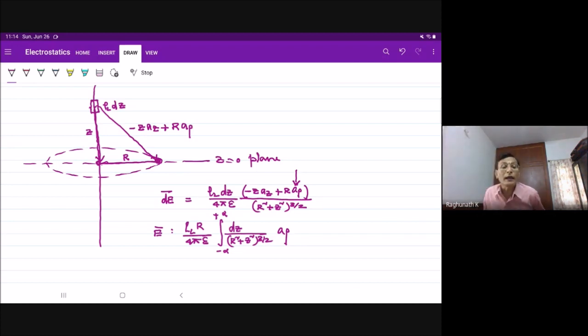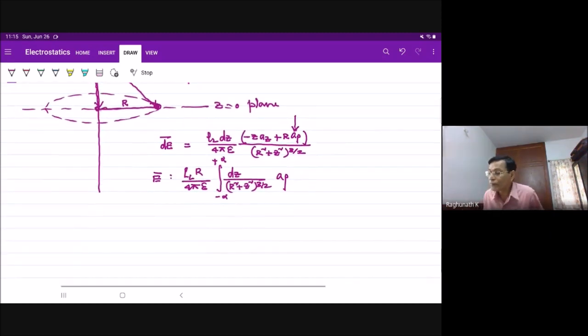Here, luckily, the mathematical function that we have, z by (r square plus z square) whole power 3 by 2, is an odd function being integrated over symmetrical limits, because of which it is 0. Put z is equal to r tan theta.